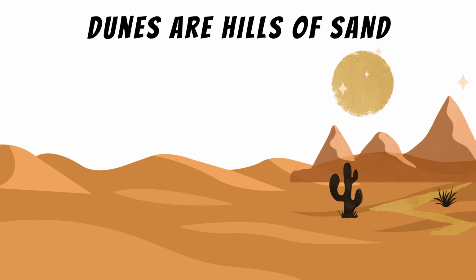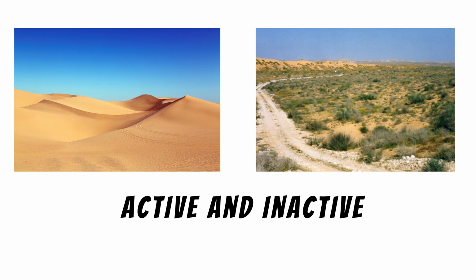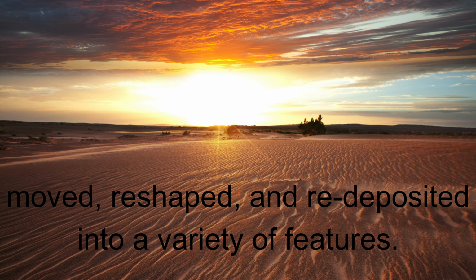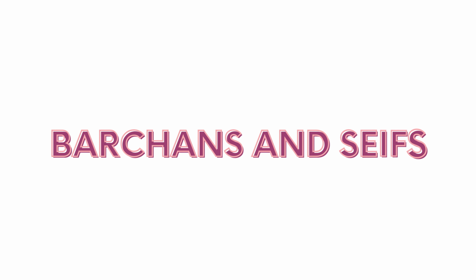Dunes. Dunes are, in fact, hills of sand formed by the accumulation of sand and shaped by the movement of winds. They may be active or live dunes, constantly on the move, or inactive fixed dunes, rooted with vegetation. Dunes are most well represented in the Arabian Desert, where a sea of sand is being continuously moved, reshaped, and redeposited into a variety of features. The two most common types of dunes are Barchans and Seifs.